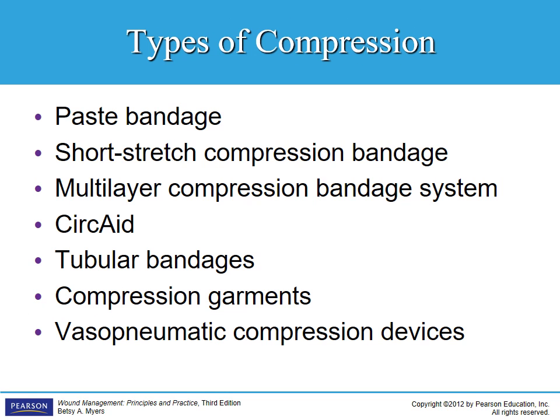So the types of compression: there's the paste bandage, also known as an Unna boot, which is covered with zinc oxide. It's a gauze wrap, but it's covered with zinc oxide, so it's a very wet bandage that you wrap around the leg, and when it dries, it gets hard. You can also use short stretch compression bandages, which you have in the lab.